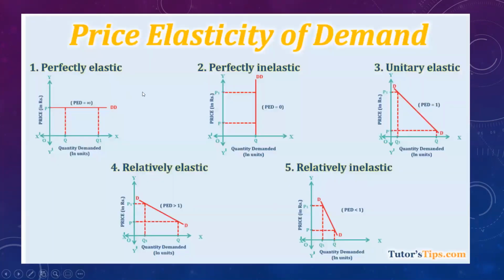Now here is the graphical representation of all the degrees of price elasticity. In case of perfectly elastic, the coefficient is infinity and the demand curve is parallel to the x-axis. Whereas in perfectly inelastic, it is parallel to the y-axis. Then in third, unitary elastic, you can see it is a linear curve. And in relatively elastic, the slope of the curve is a little less compared to relatively inelastic. The inelastic demand curve is steeper, and here relatively elastic, it is flatter.